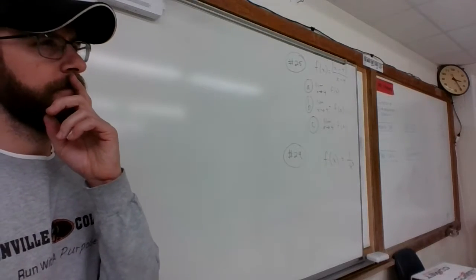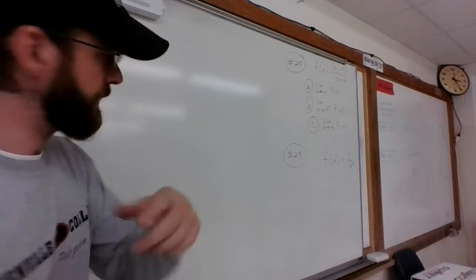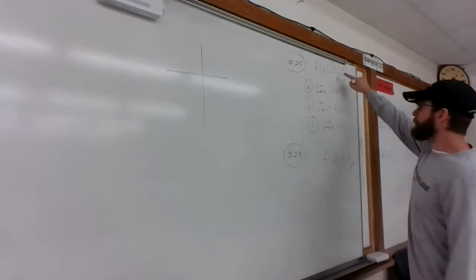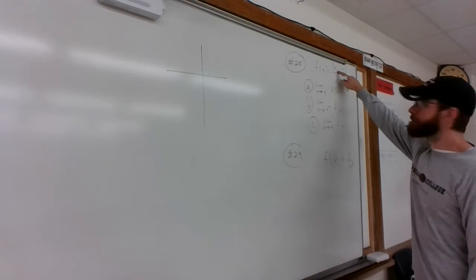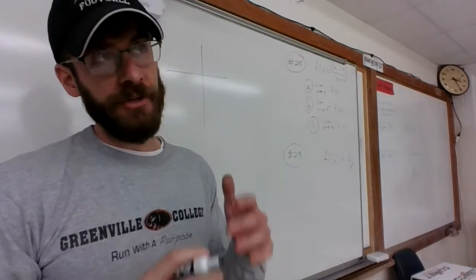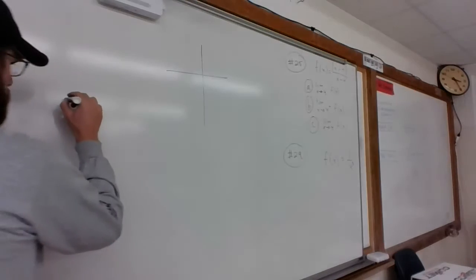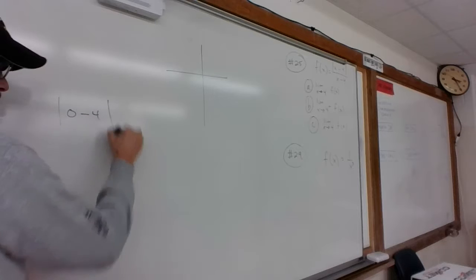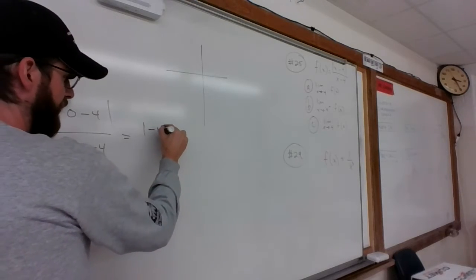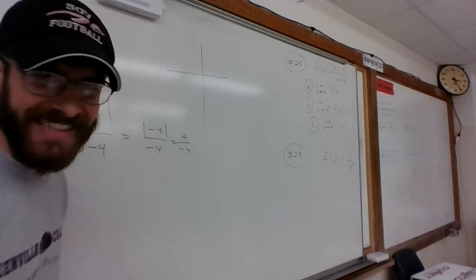Although, let's do one where we just plug in x values and see what the y values come out to be. So plug in 0. The absolute value of 0 minus 4, negative 4, absolute value of that is 4. This equals the absolute value of negative 4 over negative 4, which equals 4 over negative 4. It's negative 1 at 0.